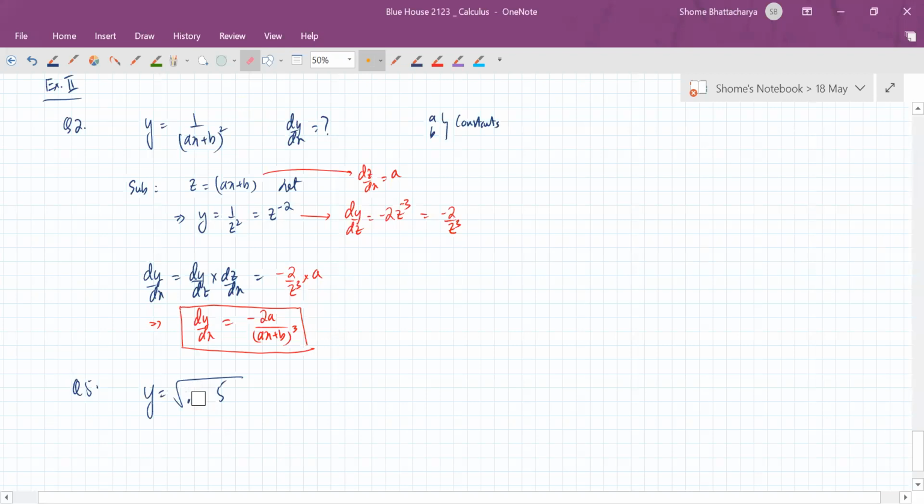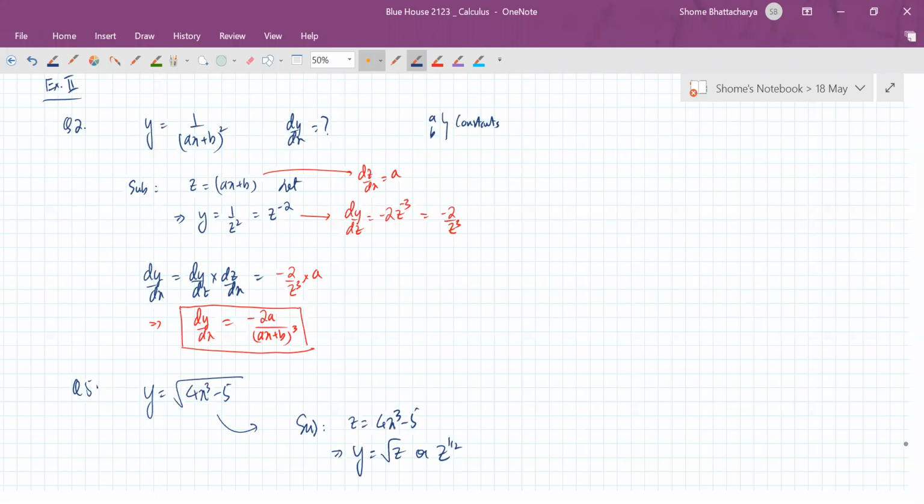But anyway, the same method as we have discussed today, the quantity under the square root, you will take that as your dummy variable. So again, you interpret this, you substitute. So y becomes square root of z, or z to the power half. Okay, so just complete this.